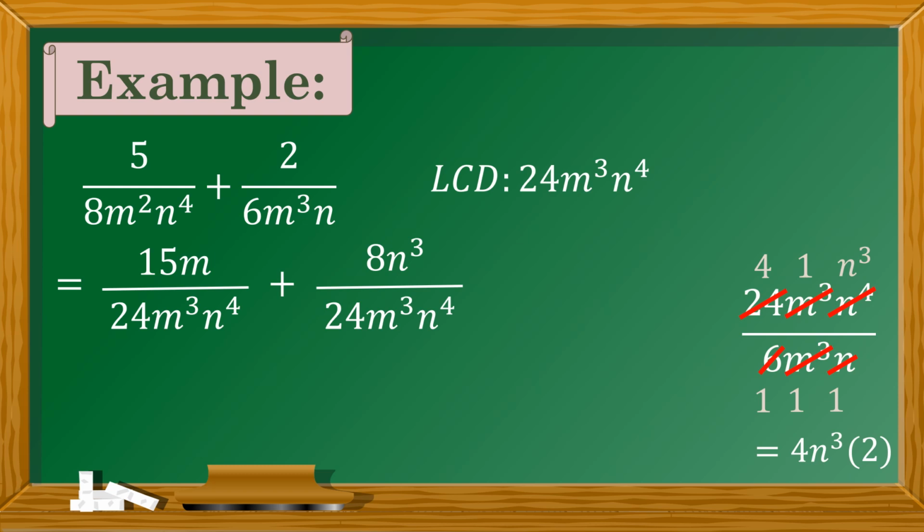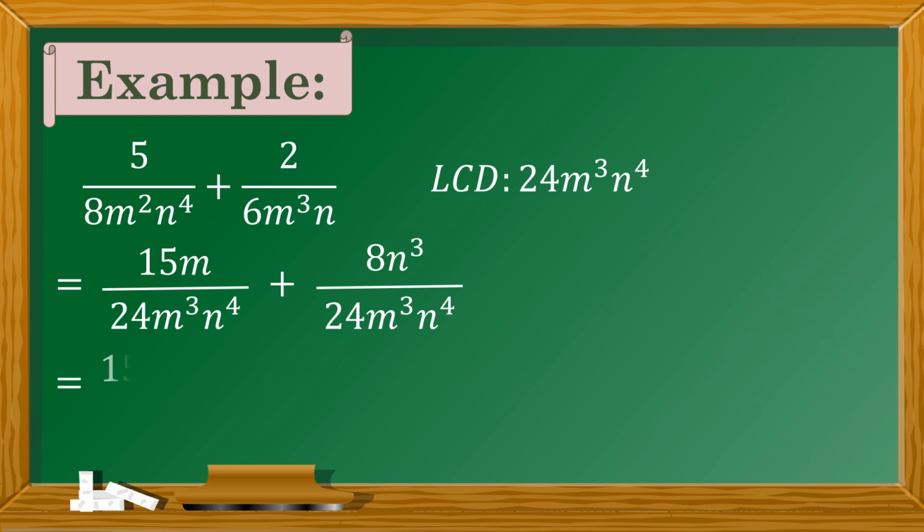So now we can add the numerators. So that will be 15m plus 8n cubed over, so we have to just keep the LCD, which is 24m cubed n to the fourth power. Since we cannot add 15m and 8n cubed, and it is not also factorable, therefore the sum is 15m plus 8n cubed all over 24m cubed n to the fourth power.